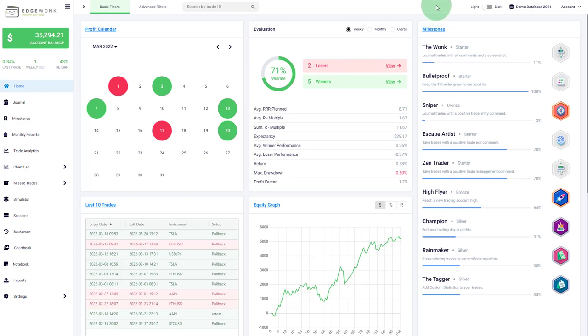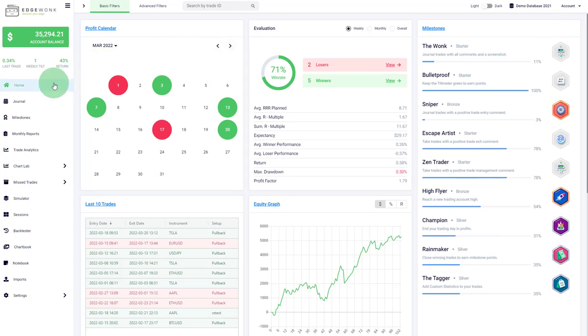Edgewonk is now the first and the only trading journal on the market that includes gamification. And with our recent update, we included what we call milestones. You may also see it as challenges. And those milestones and challenges are designed in a way to encourage good and best trading practices, improve your trading performance, and just in general help you make journaling a way more fun and rewarding experience.